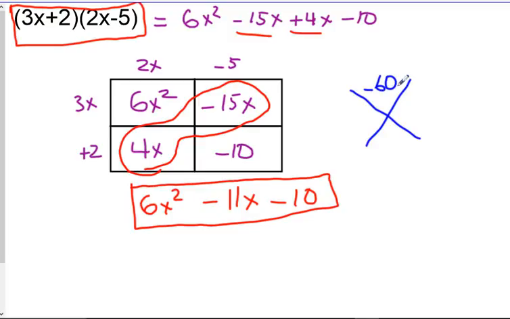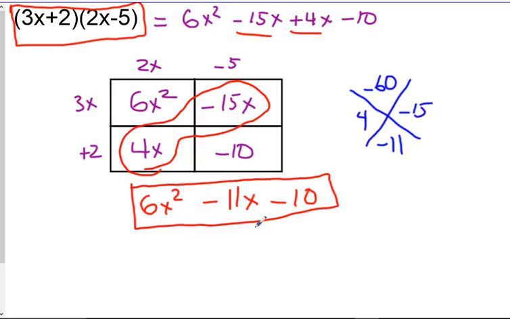I'm going to write negative 60 here. And then if I take this negative 11 and put it here, these two numbers that I need to fill in my box need to multiply to negative 60, and they also need to add to negative 11. And the two numbers that multiply to negative 60 and add to negative 11 are 4 and negative 15.